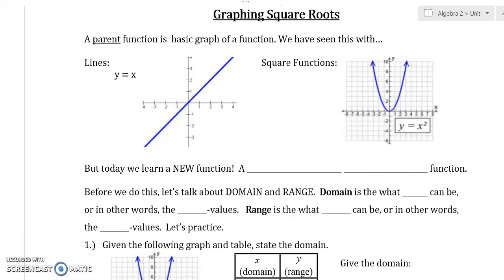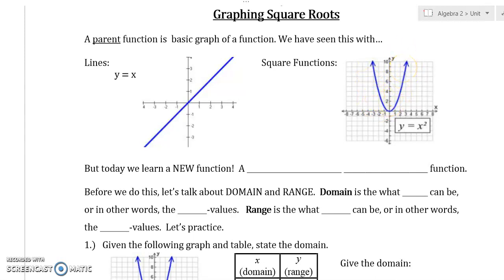Hi everyone, in today's lesson we're going to talk about graphing square roots. So let's start with a parent function. Remember that a parent function is a basic graph of a function, the one that has not been moved or stretched or compressed. So we have seen these basic functions, lines, which is the basic function would be y equals x, so here it is. A square function where it's a parabola, otherwise known as a quadratic.